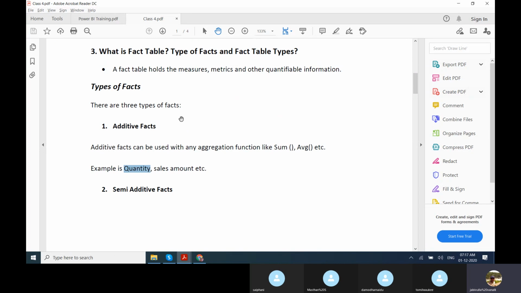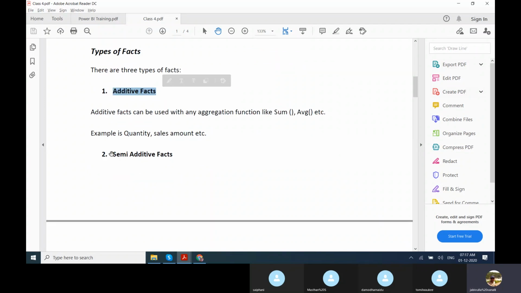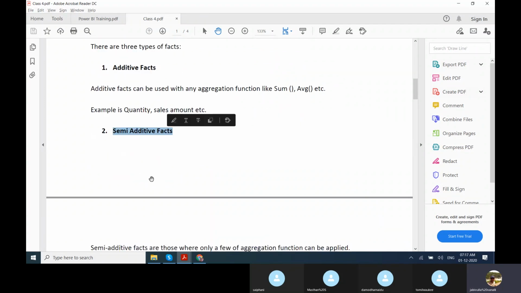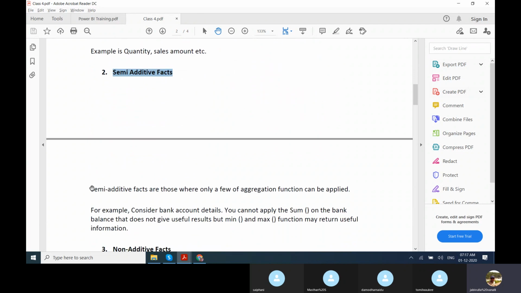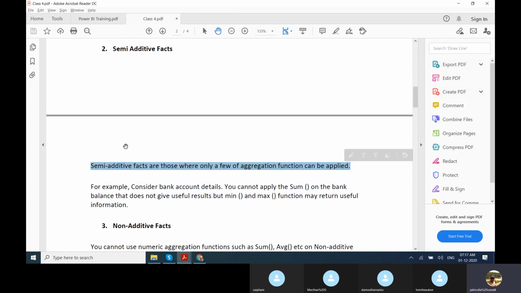We can do average, minimum, sum, mean, median, whatever we have. It supports all aggregation functions, and if it supports all aggregation functions, then it is called additive facts. And what are semi-additive facts? Semi-additive facts are those where only a few aggregation functions can be applied. We cannot apply all aggregation functions to semi-additive facts.